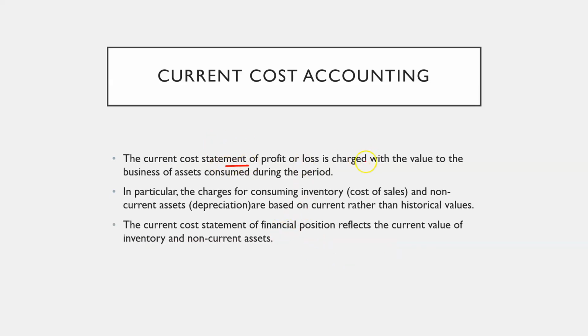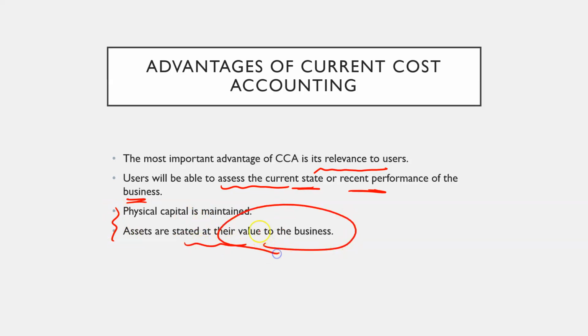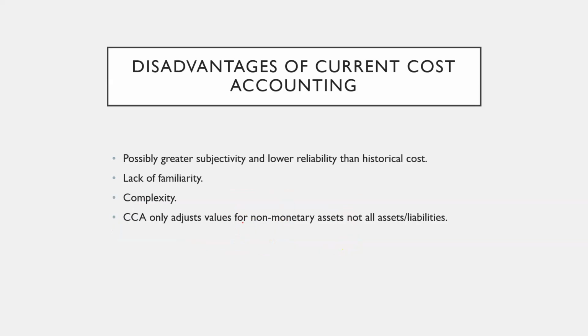So the current cost statement is charged with the value to the business consumed during the period. And whenever we have those falls from historical to current, you have to put them through. There is a relevance here, isn't there? Users will be able to assess the current state or recent performance of the business. And it talks about this business of physical capital being maintained, and assets are stated at their value to the business. It is complex. It's again, greater subjectivity.